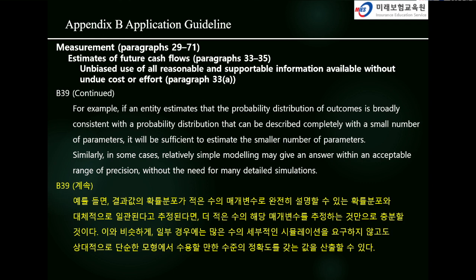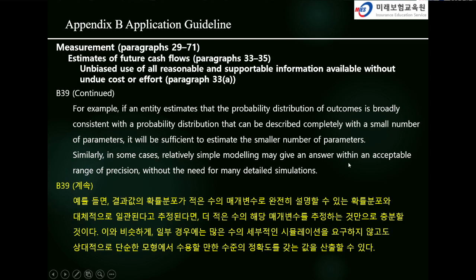How are we going to do that? Let's say, for example, an entity estimates that the probability distribution of outcome, like PDF or CDF, is broadly consistent with a probability distribution that can be described completely with a small number of parameters, it will be sufficient to estimate the small number of parameters, right? It is not necessary to estimate the full future cash flow. Just a small number of parameters.